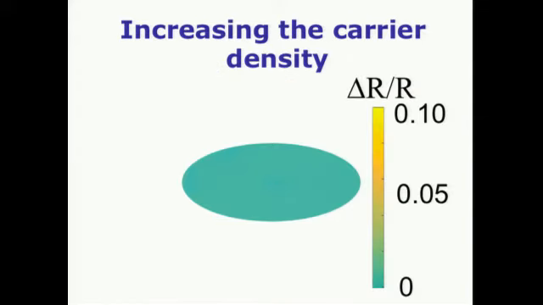And the next experiment we did was we changed the back gate voltage, we increased the carrier density, and saw how this flow pattern changes.